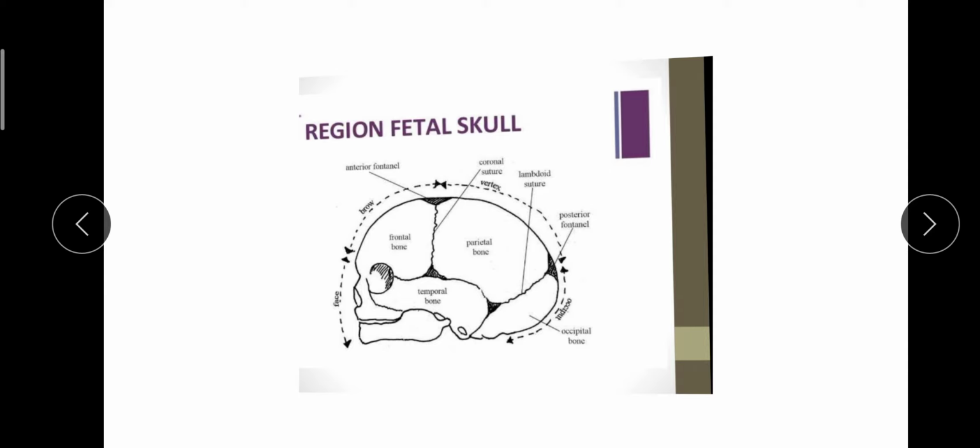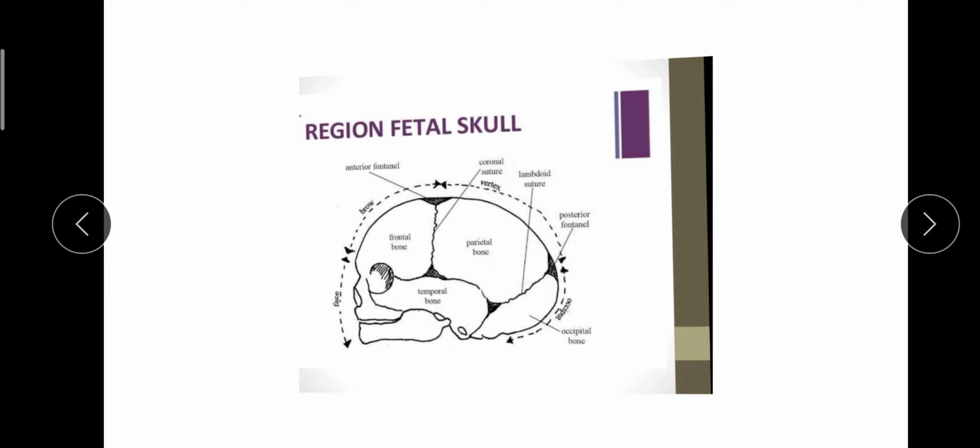So here I am going to show you another picture, that is the region of the fetal skull. From here to here, this area we are going to call the face. This part we are going to call the brow. This is called the vertex, and from here to here is called the occiput.